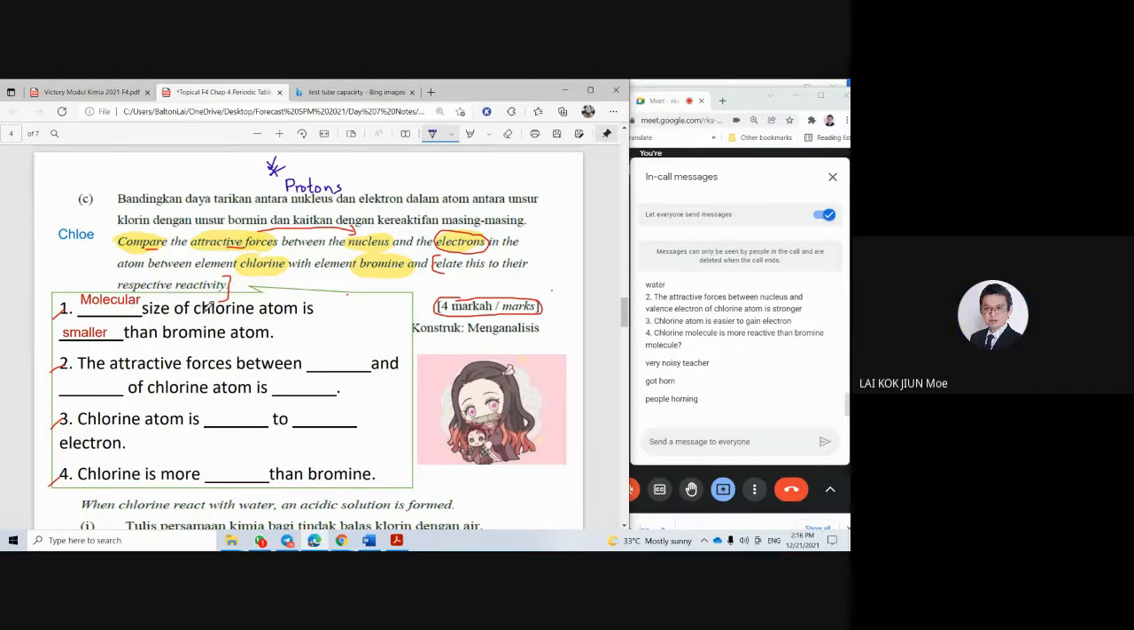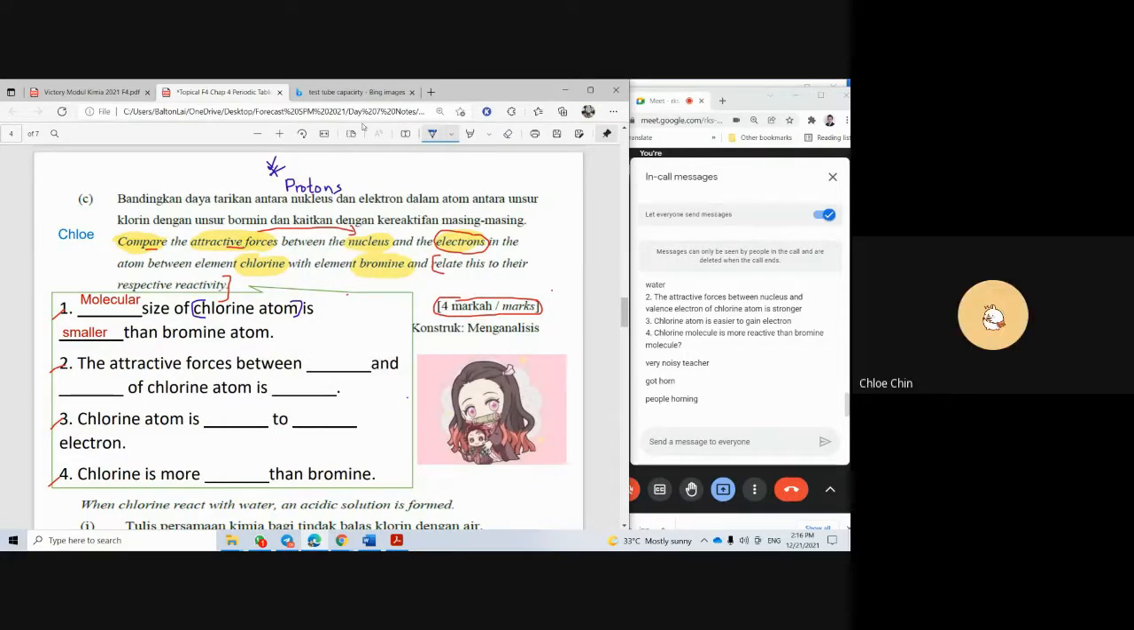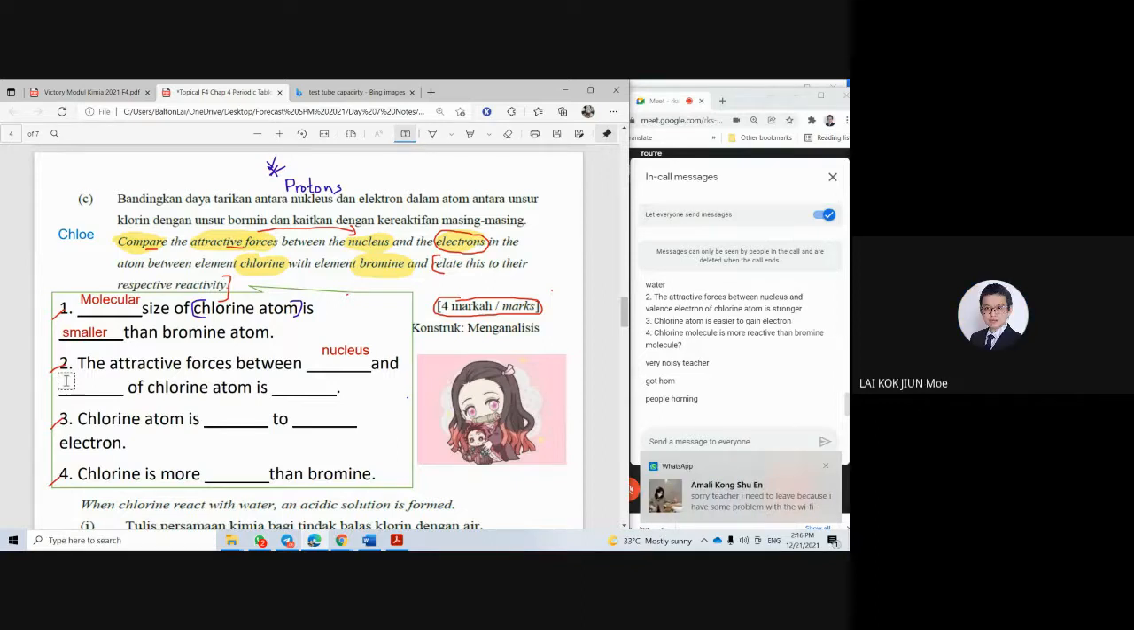Yep. The size of chlorine, now the answer you say is smaller. Yes, you are right, smaller. Smaller because of why? Because of the attractive force between who and who? Attractive force between nucleus and valence electron. Nucleus and what? Valence electron. Valence electron of chlorine atom is stronger.